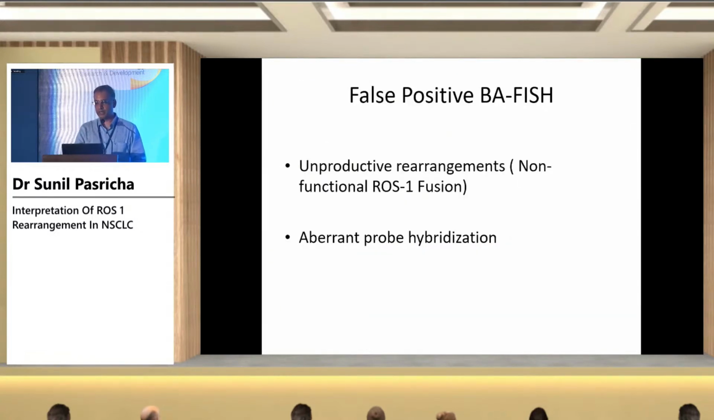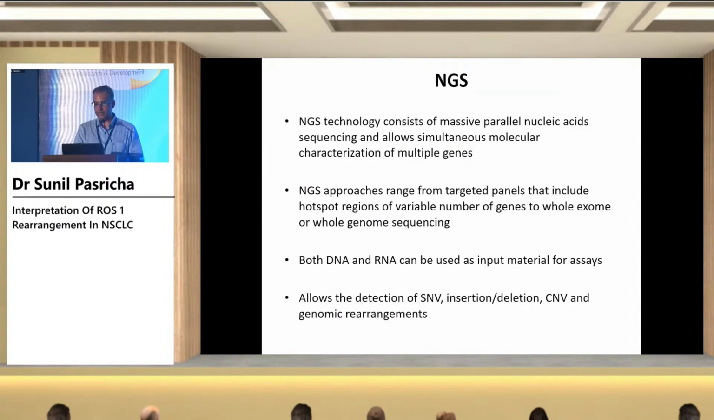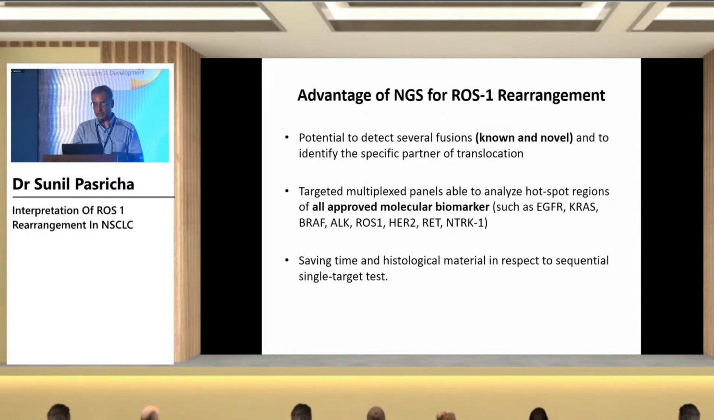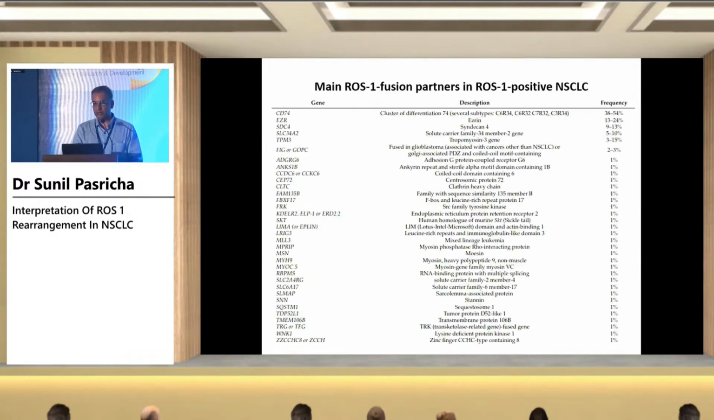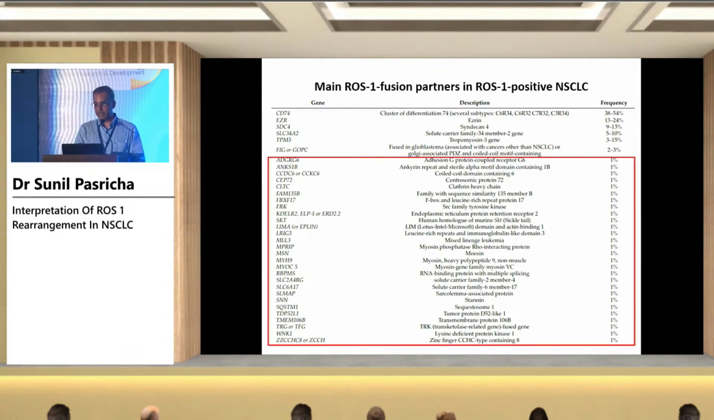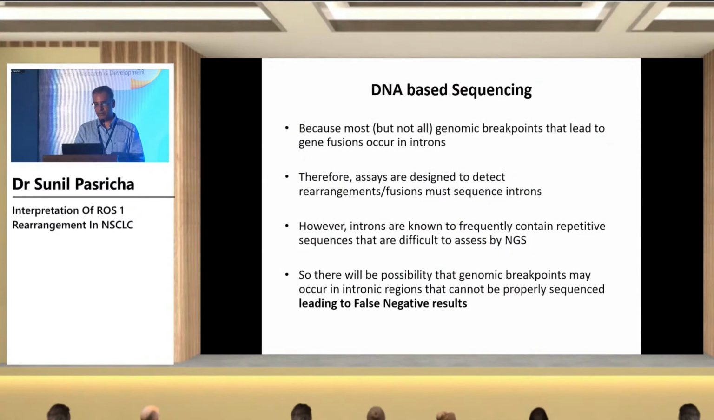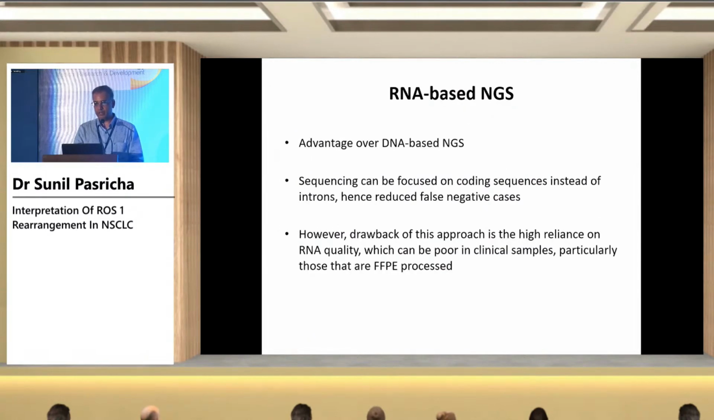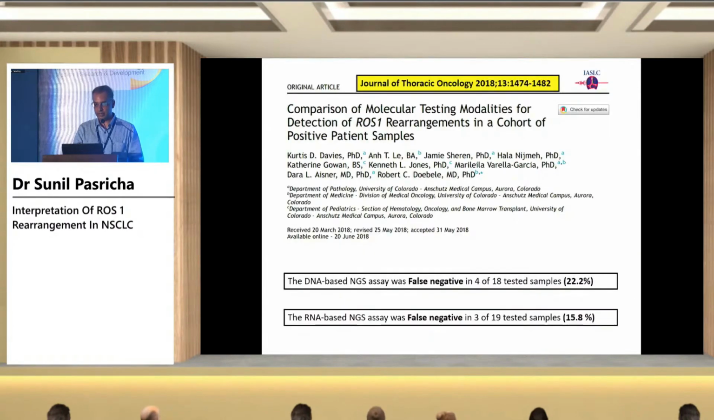So false negative break apart can be because of unproductive rearrangements and aberrant probe hybridization. NGS has the advantage that it has the potential to detect several fusions, not only the known, but also novel fusions, and other targeted multiplex panels are able to analyze the hotspot regions of all the approved molecular biomarkers. So even partners with a very low frequency can also be identified with this. DNA and RNA based sequencing, the advantages and disadvantages have already been discussed in the previous talk.